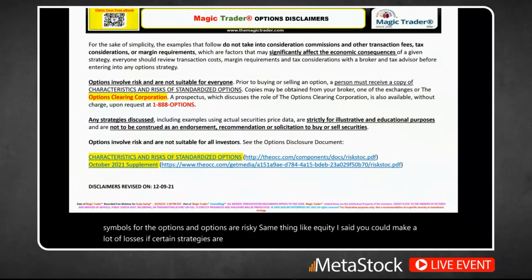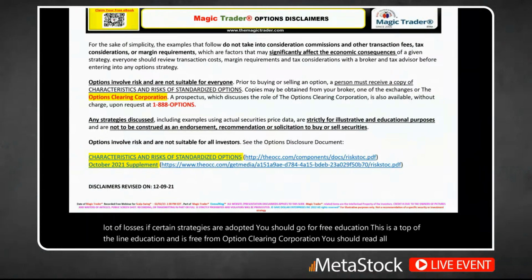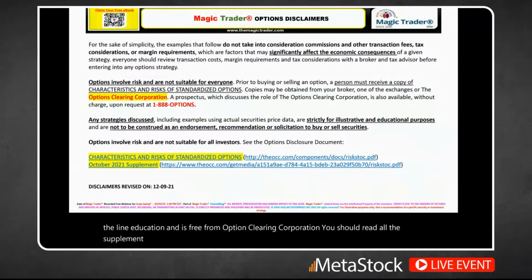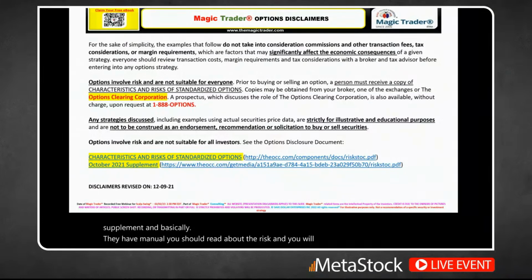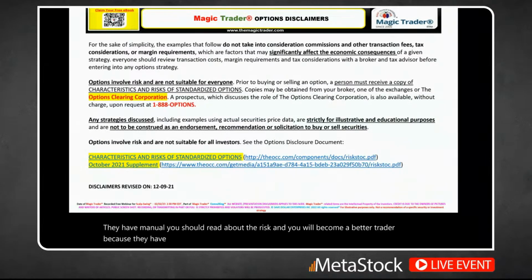You should go for free education. This is top of the line education, and it's free from the Options Clearing Corporation. You should read all the supplements and basically they have a manual. You should read about the risk, and you will become a better trader because they have class education. I'm not affiliated with them, but the whole industry follows them, including institutions, and they've got pretty good material.